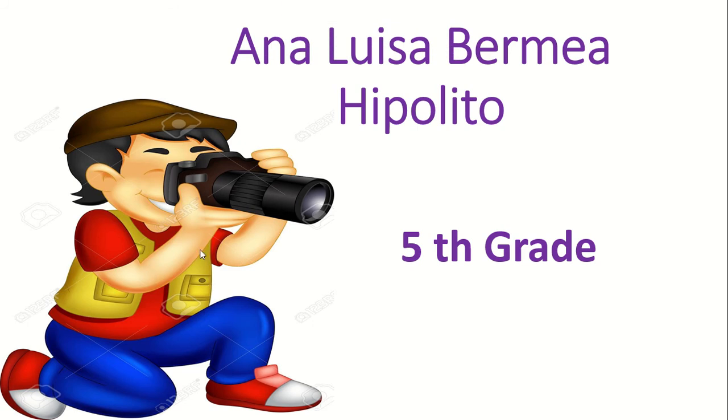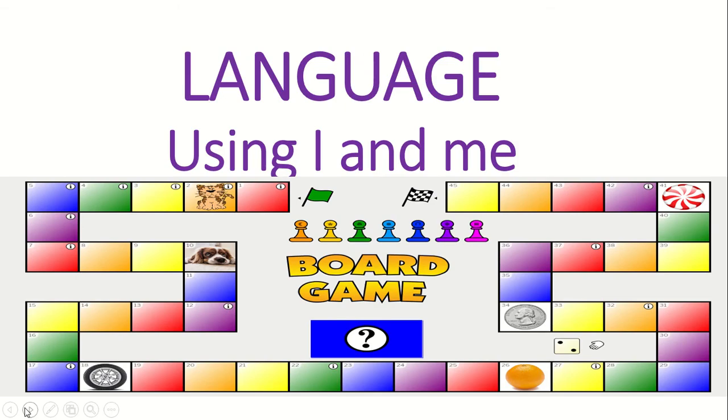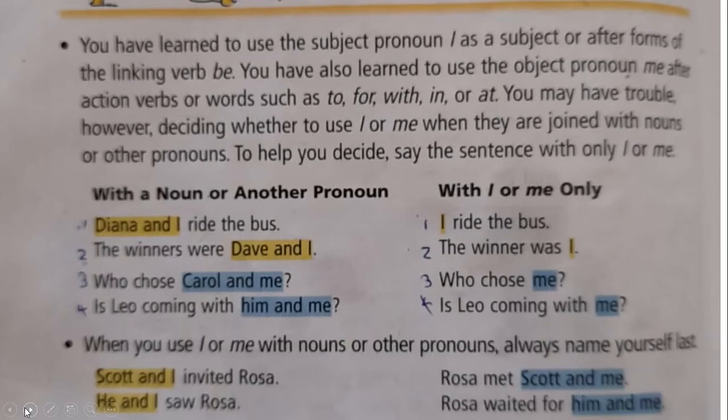Okay, today we will work on language using I and me. I want you to copy the class in your notebook, please. You have learned to use the subject pronoun I as a subject or after forms of the verb be. You have also learned to use the object pronoun me after action verbs or words such as to, for, with, in, or at. Let's underline this information, please. Let's get our blue pencil.